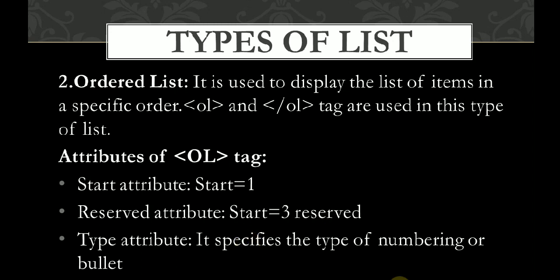The type attribute specifies the type of numbers or the bullet. It can be used in both types of list, ordered and unordered. By default, its value is 1 for the ordered list and disc for the unordered list. If you write type equal to a value between the quotes, then you write disc for unordered, or you write A for the ordered list.